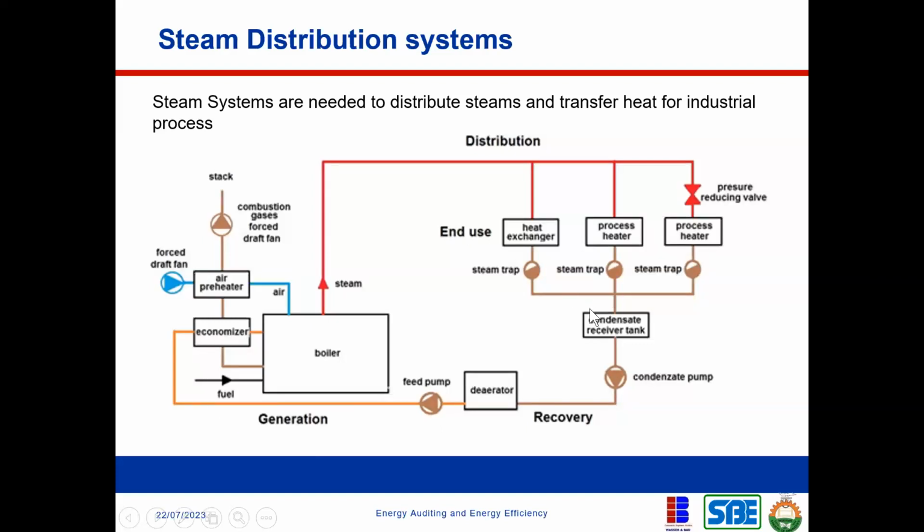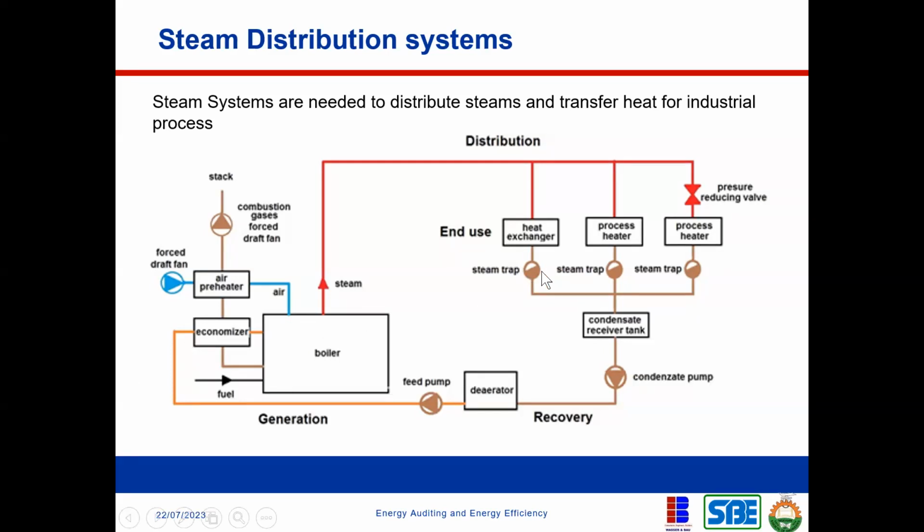Now, if you're sending it back to the boiler, sometimes you might need to pass it through the economizer, that is the exhaust of the boiler, to recover the heat, to increase the heat of the condensate. We call it condensate. Then you feed it back into the boiler.